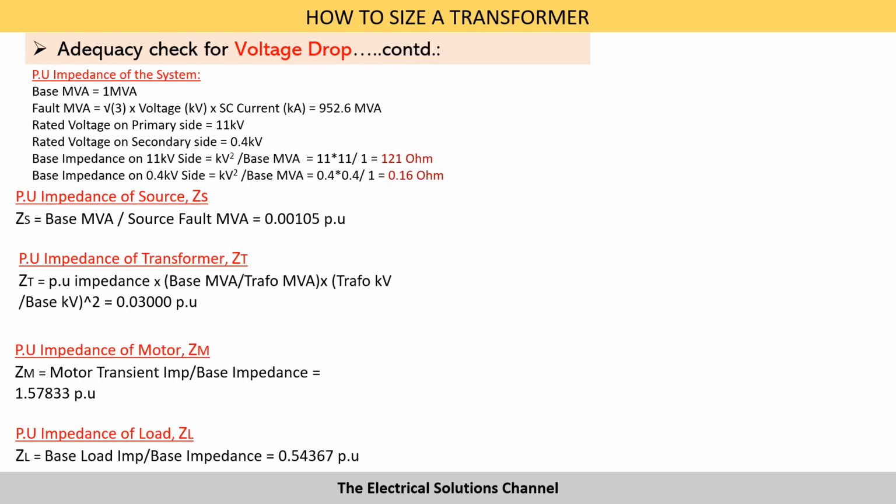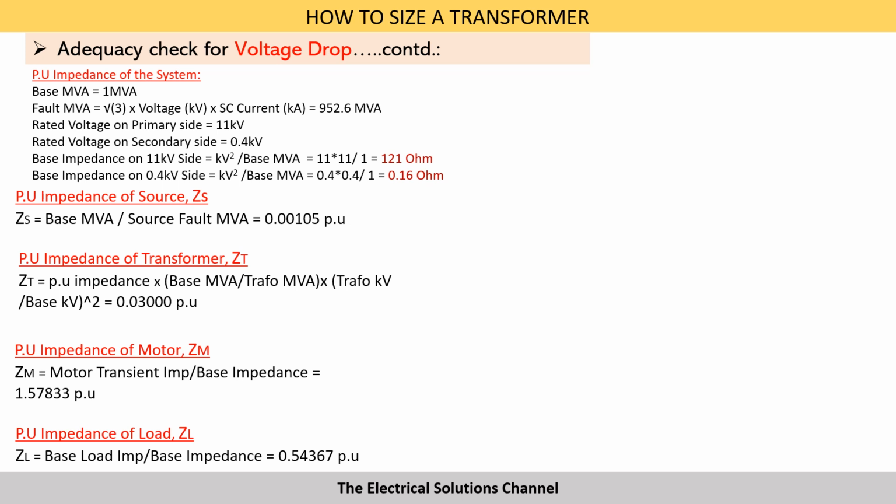Considering the base MVA as 1 MVA, we have base impedance on the 11 kV side equal to kV square by base MVA, which is equal to 121 ohms. Also, the base impedance on the LV side equal to 0.16 ohms. Now, per unit impedance of the source works out as 0.00105 per unit. Per unit impedance of transformer ZT is equal to 0.03 per unit.